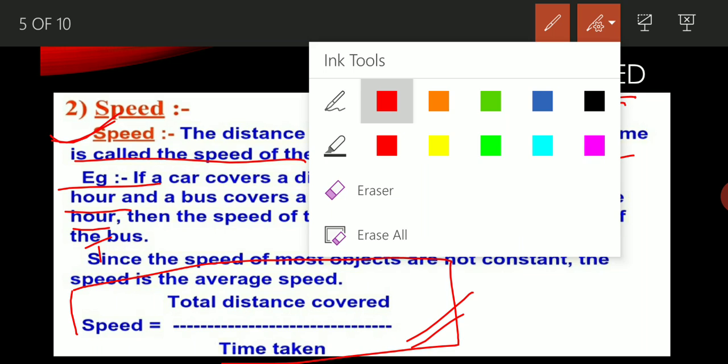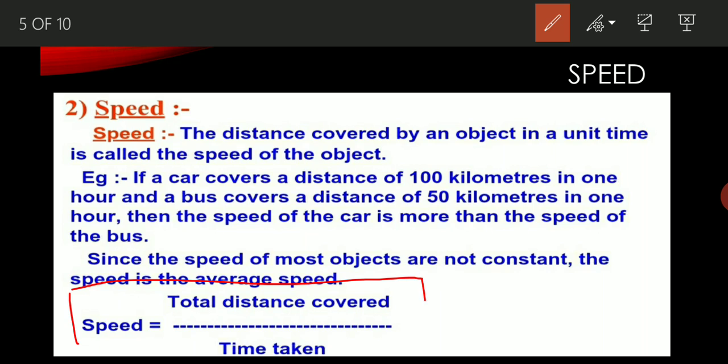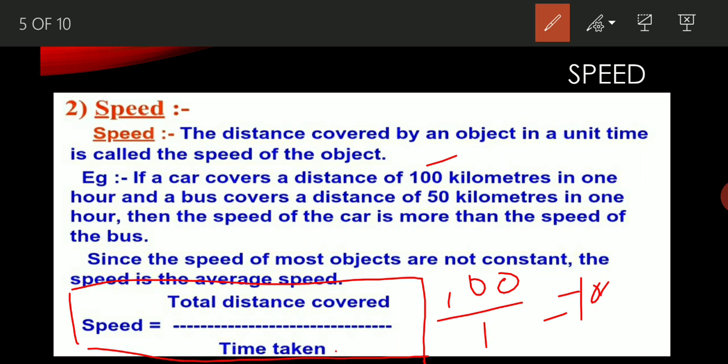As you can see, this is the formula you have to learn. The formula of speed is the total distance covered upon time taken. Clear? The total distance covered by a car is 100 kilometers and the time taken was 1 hour. So what will be the speed? 100 kilometers per hour, which means it covers 100 kilometers in 1 hour.